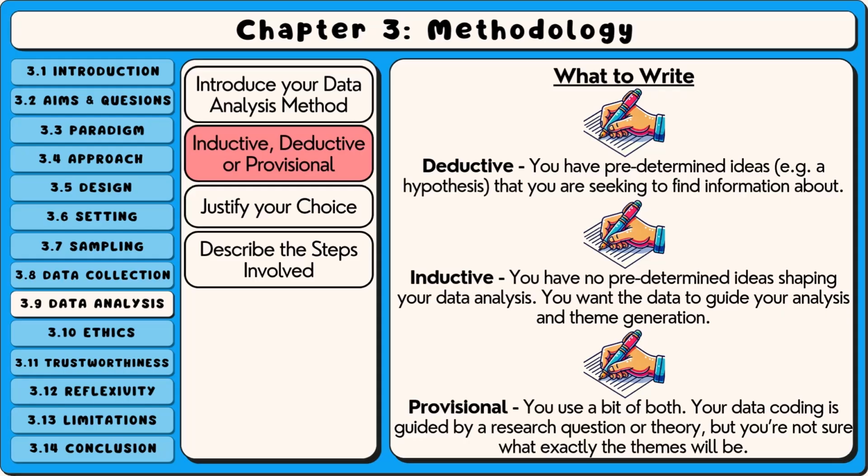For example, deductive elements might include having a research question, having a theory, or having ideas based upon your literature review, which will inevitably inform your analysis. However, there might be a strong inductive element of your work as well, such as the fact that you don't know exactly what things will arrive yet because you want them to emerge out of the data. So provisional is a mix of deductive and inductive.